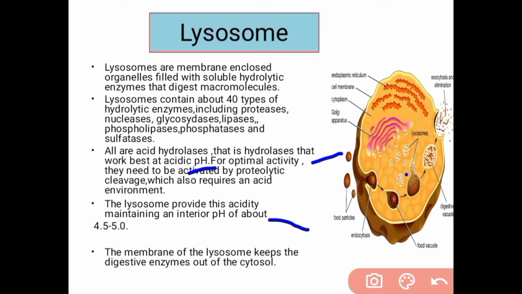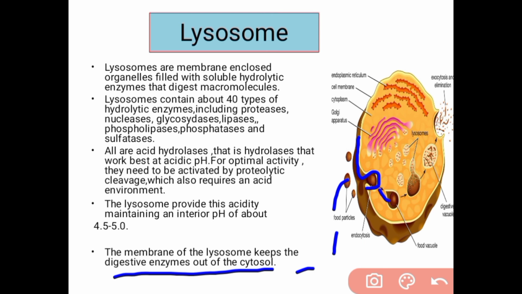Here the condition is acidic for optimal activity. They need to be activated by proteolytic cleavage, which requires an acid environment. The lysosome provides this acidity, maintaining an interior pH of about 4.5 to 5. The membrane of the lysosome keeps the digestive enzymes out of the cytosol. This is the cell membrane, and it engulfs the particles, and then gradually these particles are degraded, and after degradation they are released from the cell membrane. In this way, lysosomes play a major role in the release of unwanted materials.